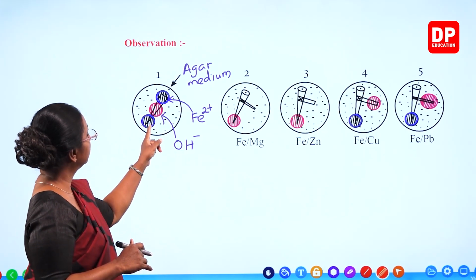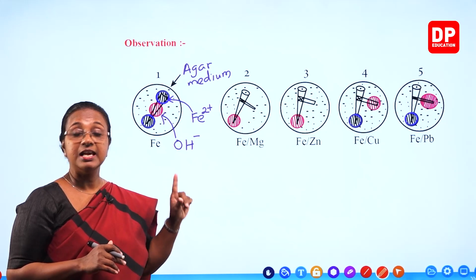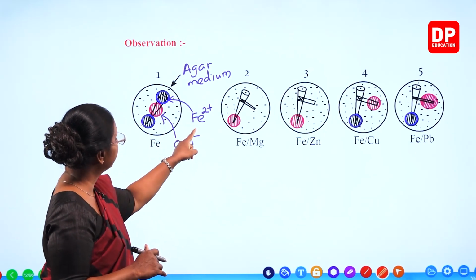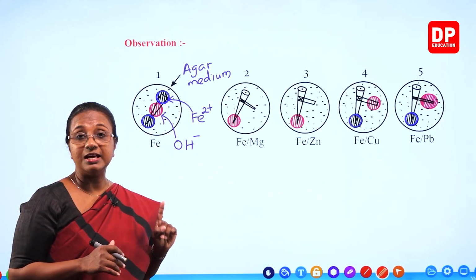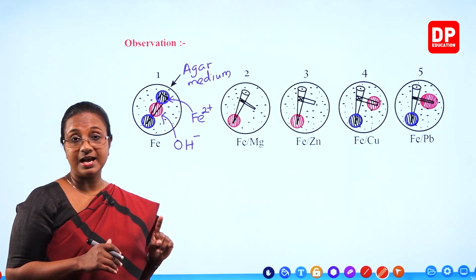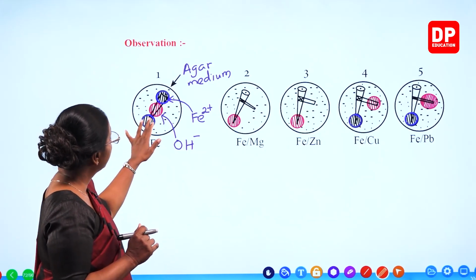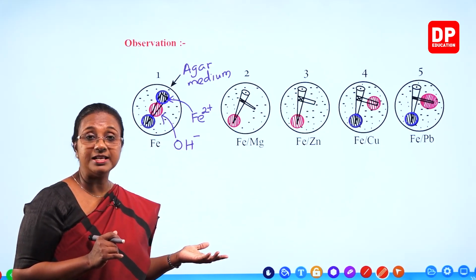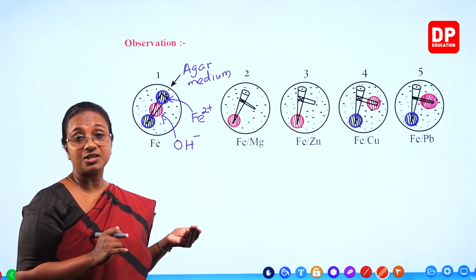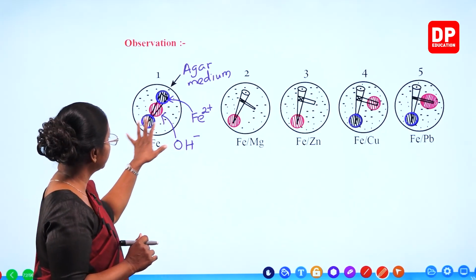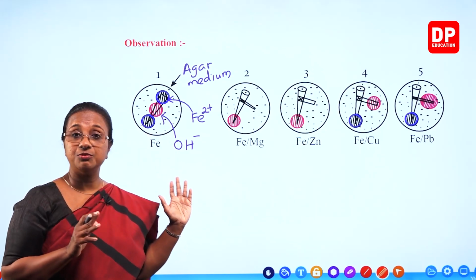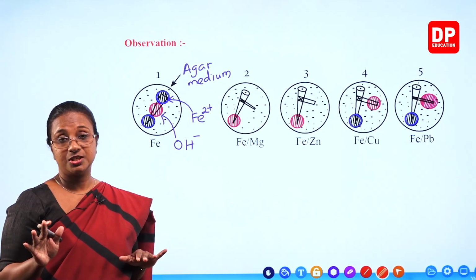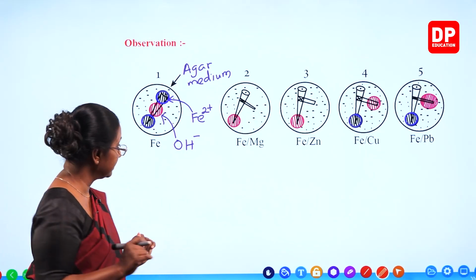So here there has been oxidation of iron. Fe has become Fe2+. That is why Fe2+ gave blue color with potassium ferricyanide. At the same time, oxygen and water take up electrons and become OH- ions. That is the reduction reaction. So both oxidation and reduction taking place during rusting have taken place in the first petri dish. That you all can understand.